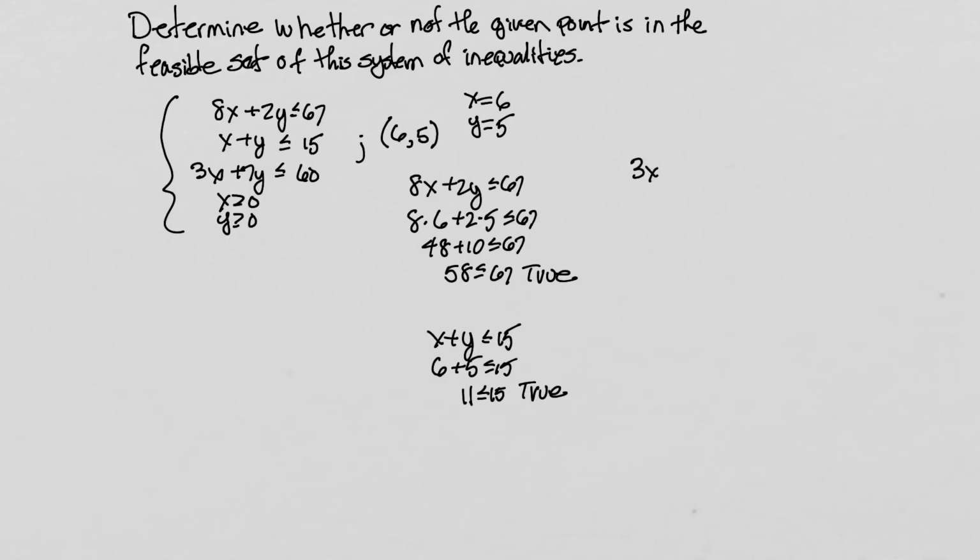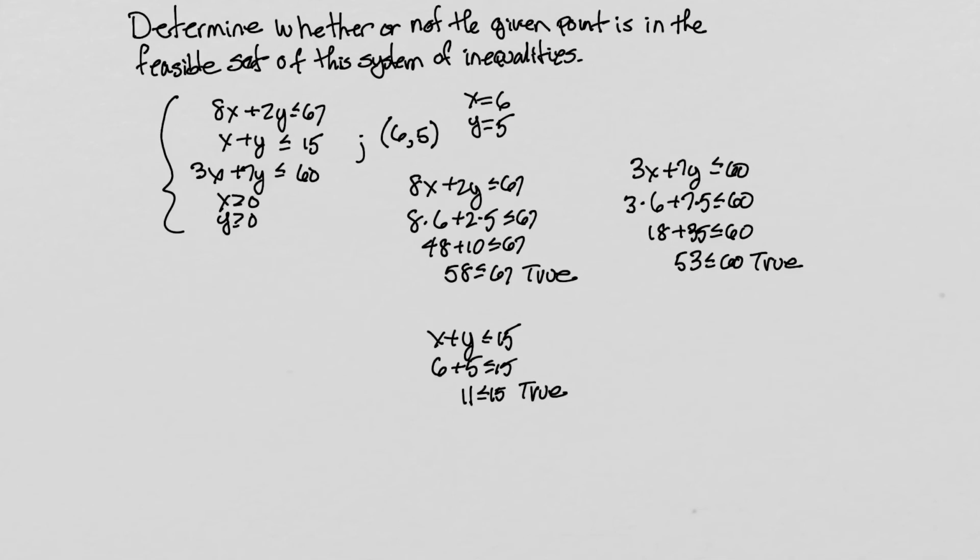Let's look at 3x plus 7y less than or equal to 60. So we'll get 3 times 6 plus 7 times 5 less than or equal to 60. This is 18 plus 35 less than or equal to 60. That'll give us 53 less than or equal to 60, which again is a true statement. So that inequality is satisfied.